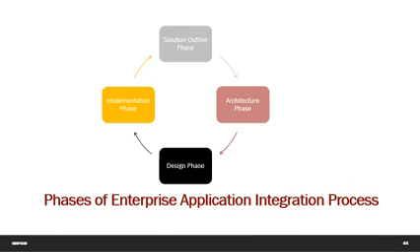There are several phases of an enterprise application integration process, including the following: solution outline phase, architecture phase, design phase, and implementation phase. The end result of this process is a consolidated, consistent, and coherent view of the vital information that's accessible from multiple points across the enterprise.